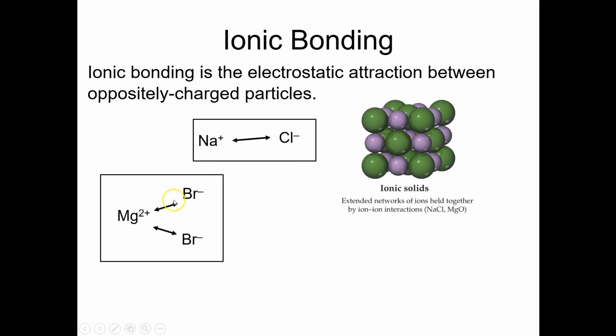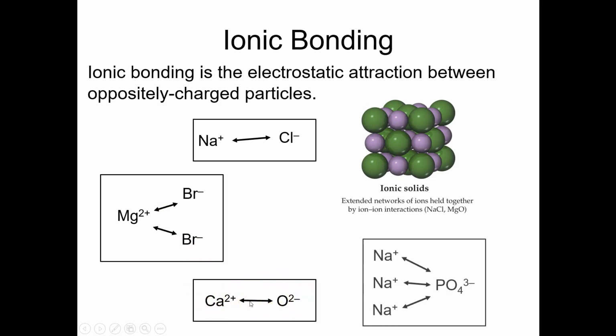We could draw a similar thing for magnesium bromide. In this case, there are three ions in the formula unit, magnesium 2 plus and 2 bromides, but they are being electrostatically attracted to each other. Calcium oxide is going to form between two ions, a calcium 2 plus and an oxide. And then sodium phosphate is another example. Here we've got 3 cations and 1 anion, but again, the driving force in forming a solid crystal out of these would be the electrostatic attraction between a positively charged cation and a negatively charged anion.